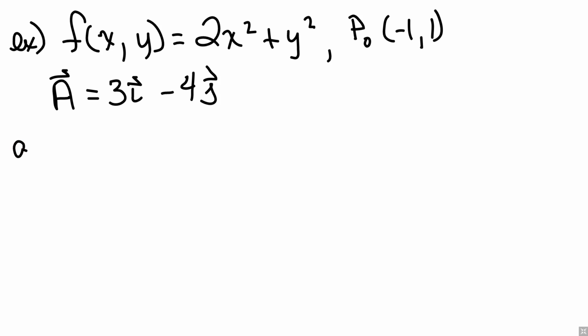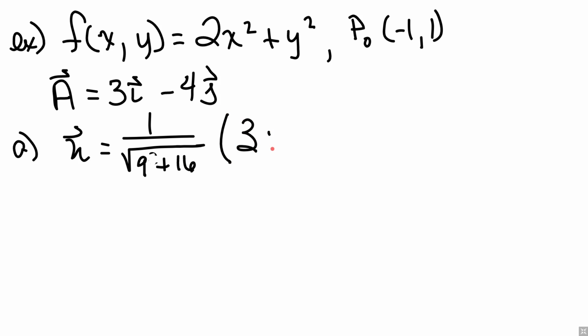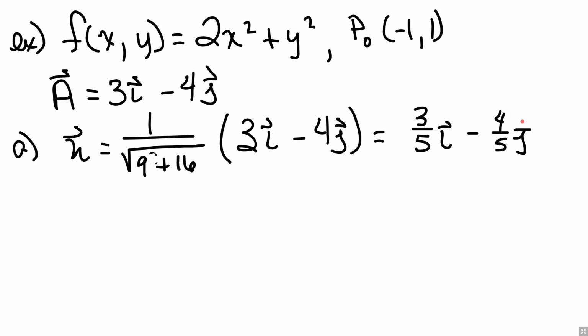Okay. So the first part of this, they want us to find the unit vector for a. So the unit vector for a is going to be 1 over the magnitude of vector a. Well, that's going to be the square root of 9 (not 9 squared, but just 9) plus 16. Then we're going to multiply by that vector, so 3 in the i direction minus 4 in the j direction. So our unit vector should be 3/5 in the i direction minus 4/5 in the j.